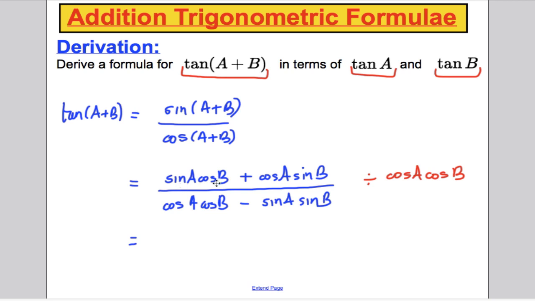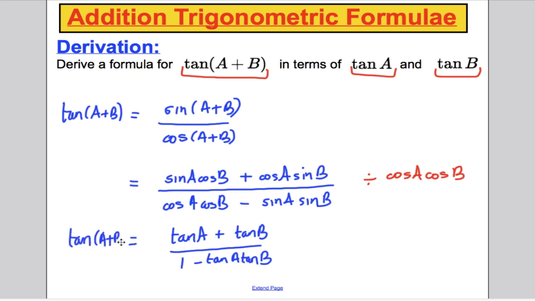Well, sine A cos B divided by cos A cos B would just give you tan A. It would end up just giving you sine A over cos A, and the cos B divided by cos B is 1. Doing the same to this part here, you would just get tan B. Cos A cos B divided by cos A cos B would just be 1, and sine A sine B divided by cos A cos B would give you tan A multiplied by tan B. And I therefore have an addition formula for tan A plus B.